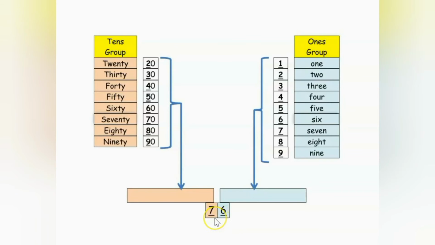6, 7. Ones group: 1, 2, 3, 4, 5, 6. Tens group: 2, 3, 4, 5, 6, 7. Become 70. So the number is 76.